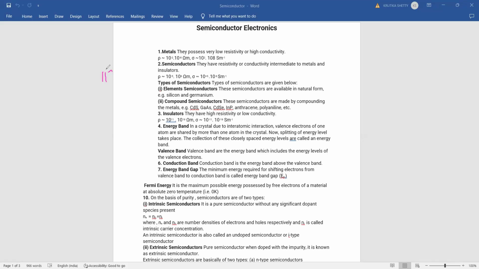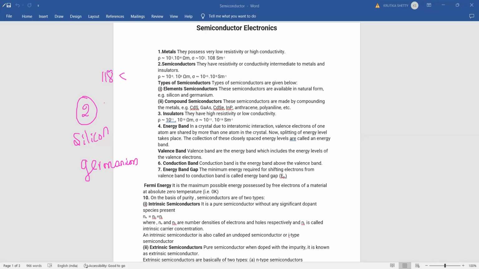118, right? So in total we have 118 elements. Among these 118 elements, only two behave as elemental semiconductors. The two semiconductors are silicon and germanium. Silicon and germanium.